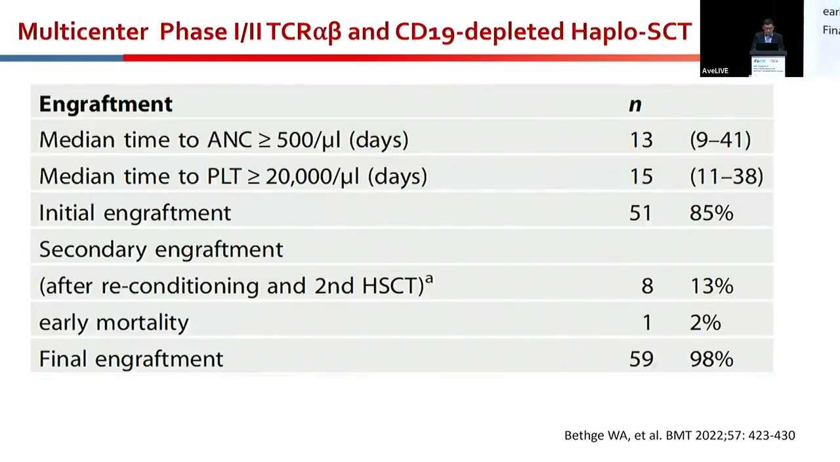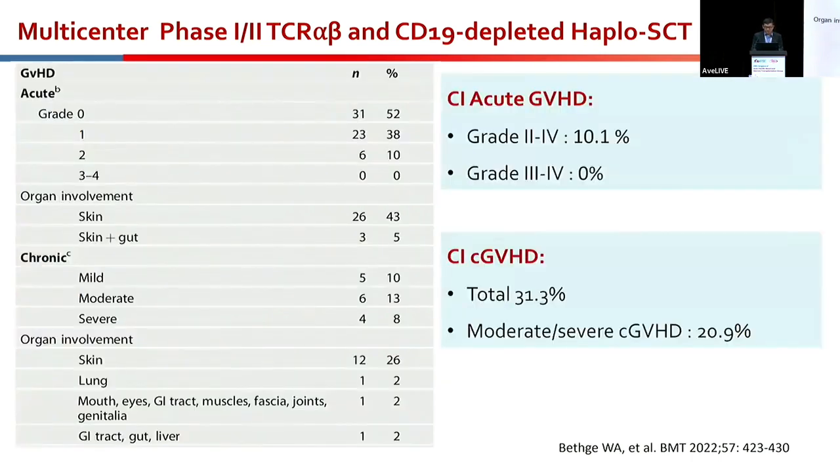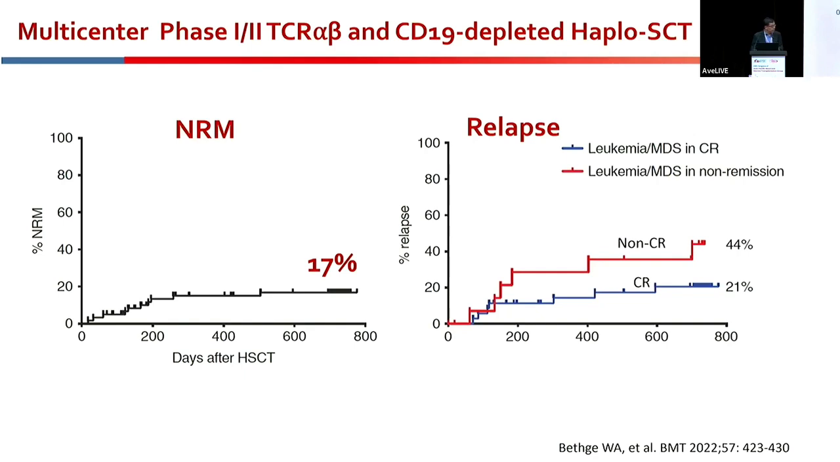And as expected, the engraftment is robust and rapid. Only a few patients lost a graft or did not get engrafted at all. GVHD in this patient group is about 10.1%, grade 2 to 4. GVHD grade 3 to 4 was 0. No GVHD of grade 3 to 4 was seen. However, the chronic GVHD is actually not low.